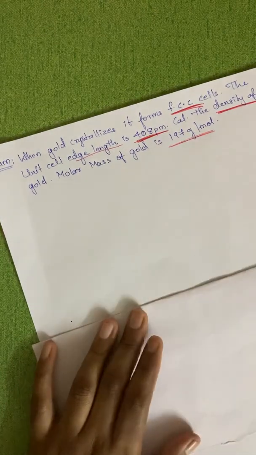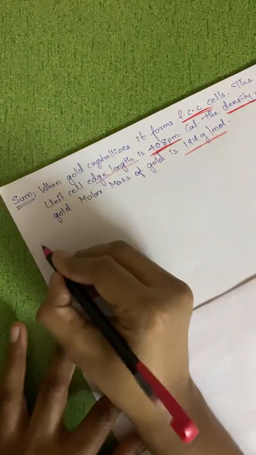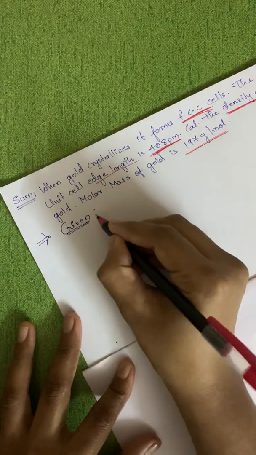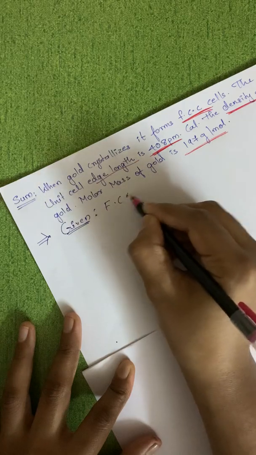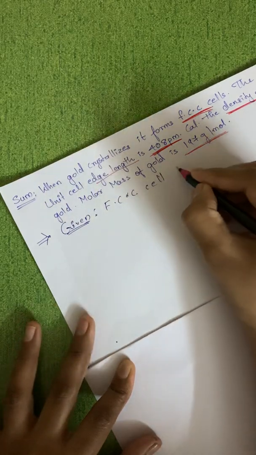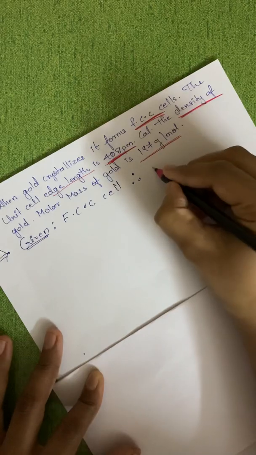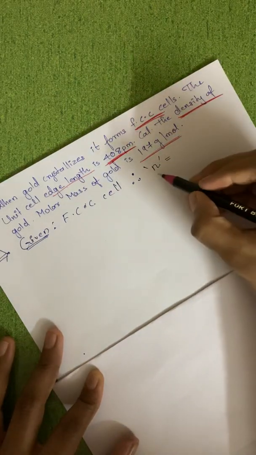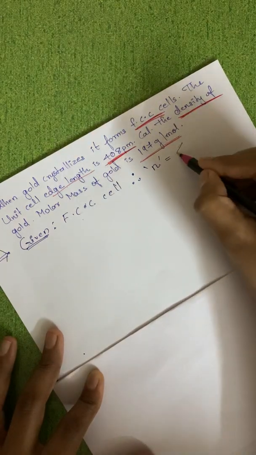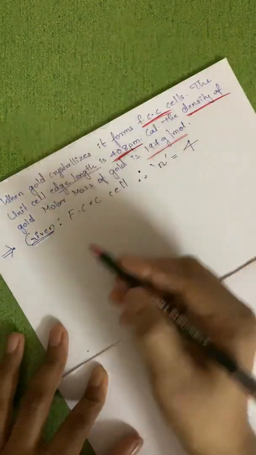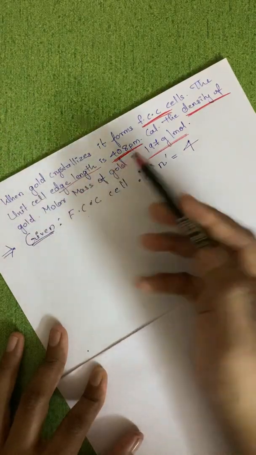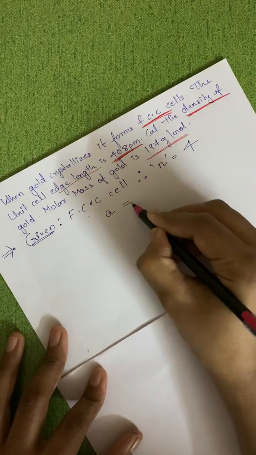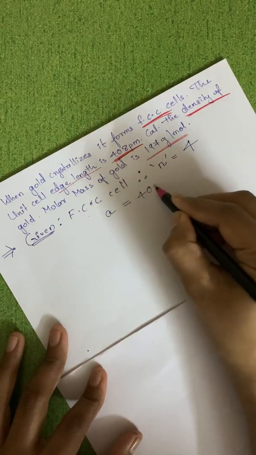Okay, so I'll first write down the given. FCC cell. Therefore I can say n is equal to the number of particles. The number of particles in an FCC crystal is equal to what? It is equal to 4. Now next, the unit edge length. The edge length is given by a, small a, and it is equal to 408 pm.